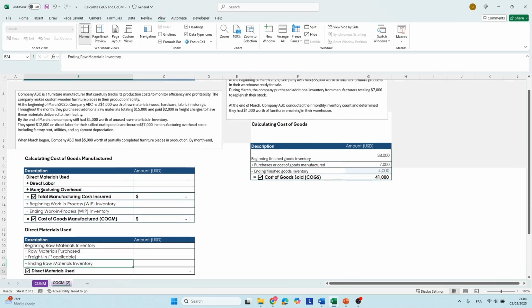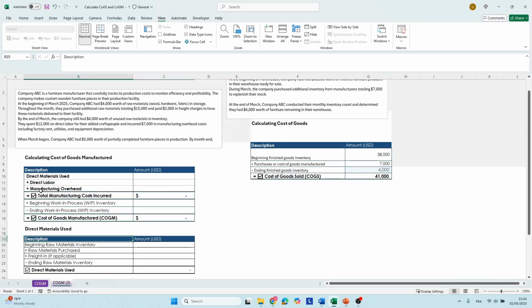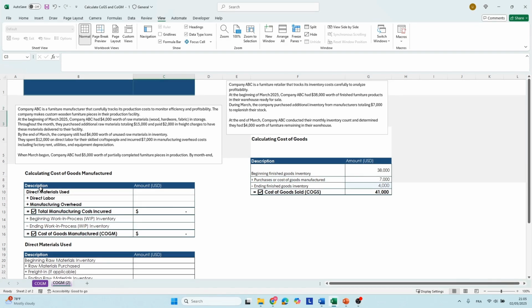We have other information here for direct materials. You see how we calculate the direct material used or purchased. This is different. So the direct material used is calculated by beginning raw materials plus raw material purchases plus any other information like freight in, if applicable, then minus the ending raw materials, and we get the direct material used. So let's go to our example and we fill the template together.